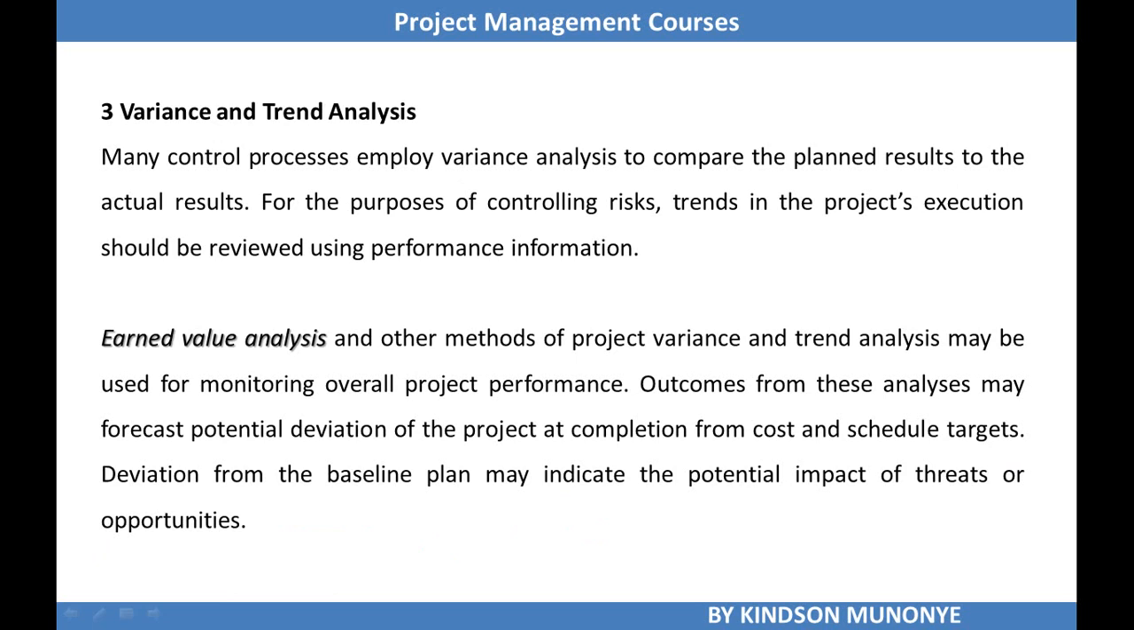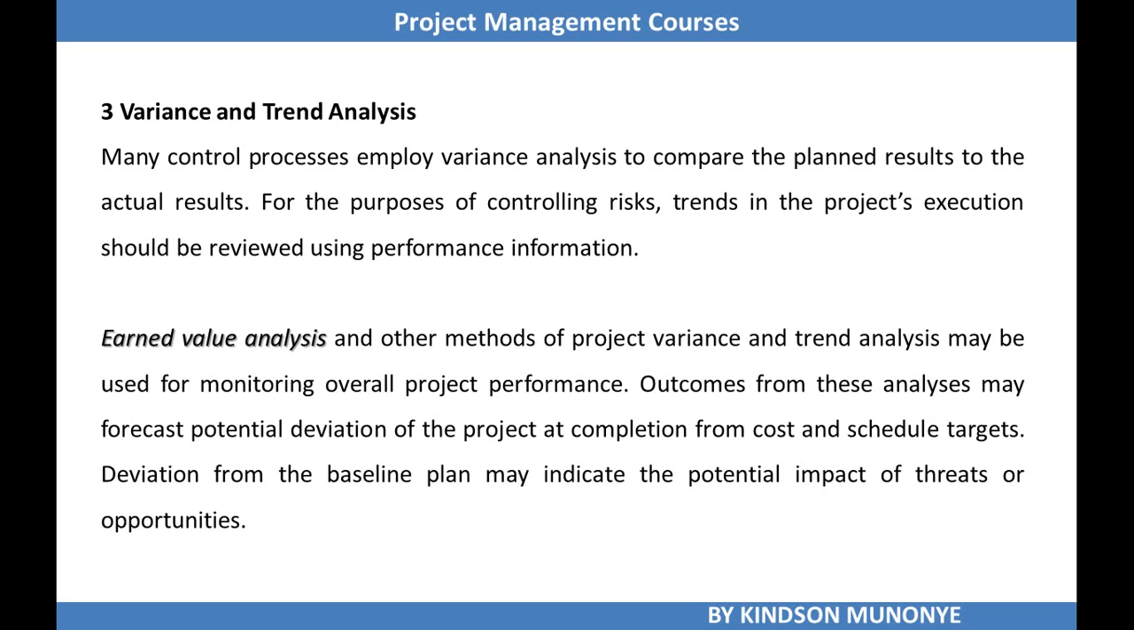The format of the risk audit and its objective have to be clearly defined before the audit is conducted. So having looked at risk reassessment and risk audits, the next tool and technique we are looking at is variance and trend analysis. Many control processes employ variance analysis. We've discussed this before when we discussed control cost and control schedule. You are comparing the planned result to the actual result. For the purpose of controlling risk, trends in project execution should be reviewed using performance information. Earned value analysis and other methods of project variance and trend analysis may be used for monitoring overall project performance.